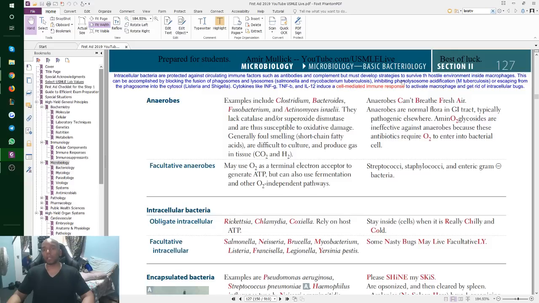Tuberculosis can do, inhibiting the phagolysosome acidification or escaping from the phagosome into the cytosol, such as something Listeria and Shigella do. They are very motile. Cytokines like interferon gamma, TNF-beta, and interleukin-12 induce a cell-mediated immune response to activate macrophages and get rid of intracellular bugs.